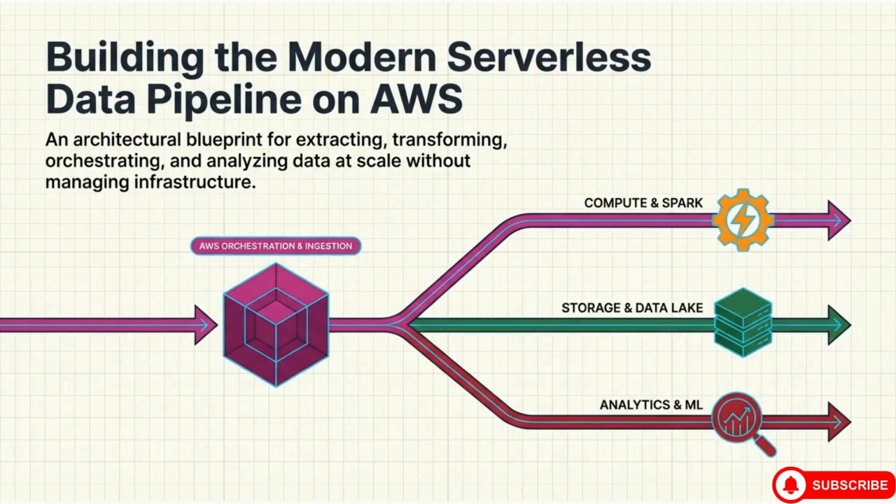Welcome to this deep dive into modern AWS data pipelines. In this video, we'll explore how organizations build scalable, serverless, and cost-optimized data architectures on AWS. From ingestion and orchestration to analytics and machine learning, you'll learn how services like AWS Glue, Step Functions, Redshift, Athena, and Amazon S3 work together to process massive amounts of data without managing infrastructure. Whether you are preparing for cloud interviews, data engineering roles, or real-world architecture design, this blueprint will help you understand the complete AWS data journey.